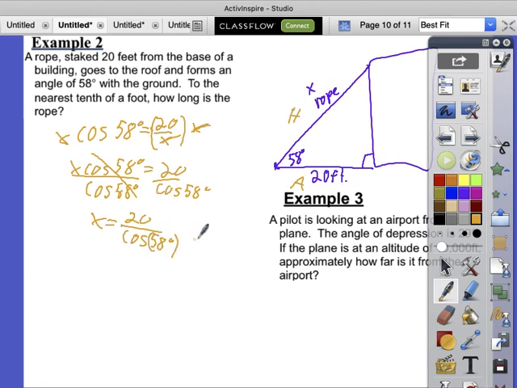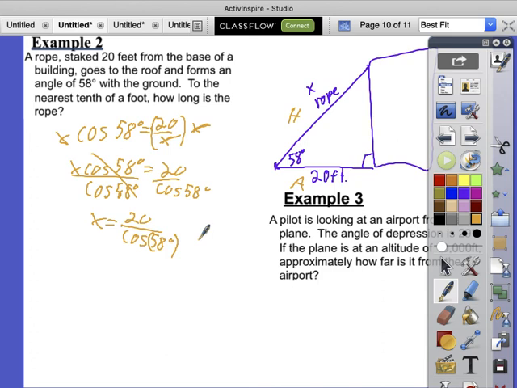This is a lot easier on a true scientific calculator than on the iPhone. On a true scientific calculator, you can type in 20 divided by and then just push cosine of 58 and get your answer. On an iPhone, you'd have to type in 58, take the cosine of it, write that number down, and then divide 20 by that number. You'd want at least 4 decimal places for accuracy if you're going to write it out.